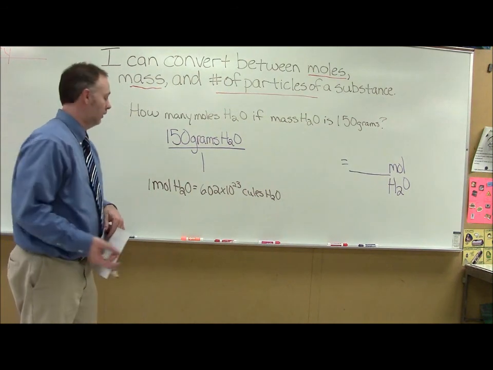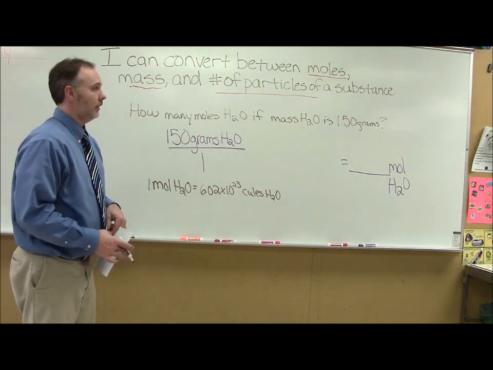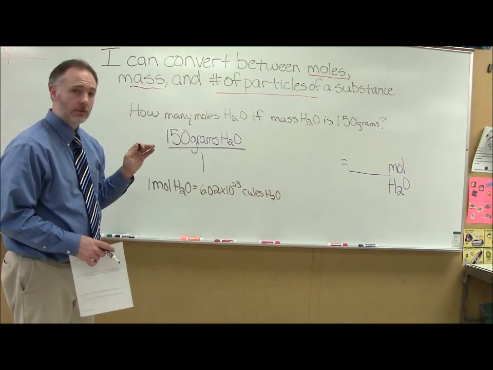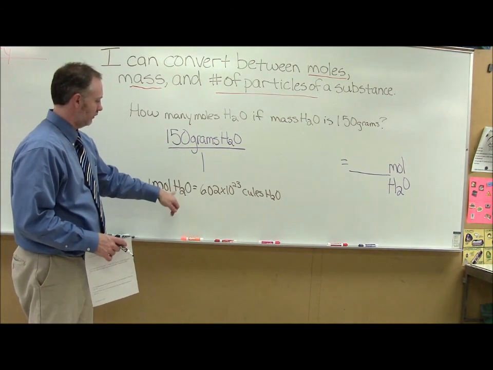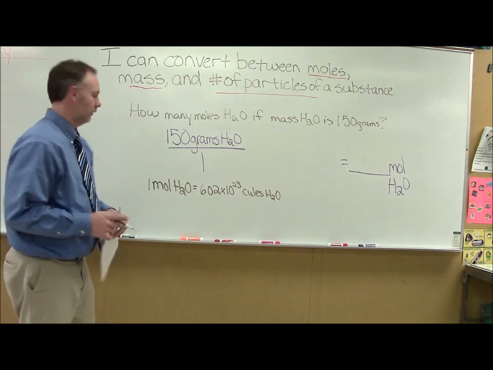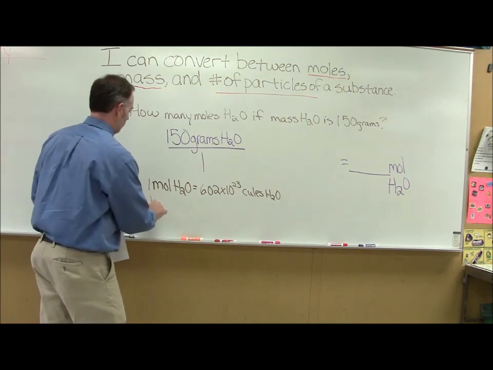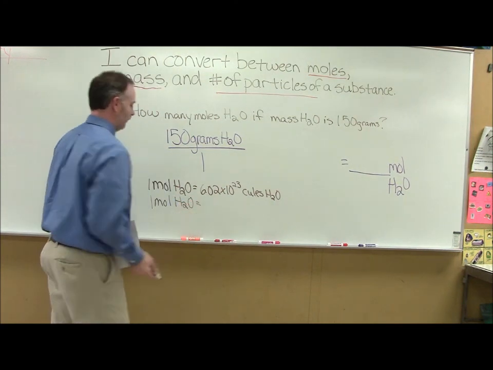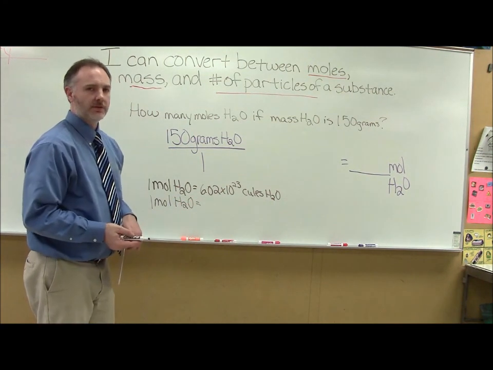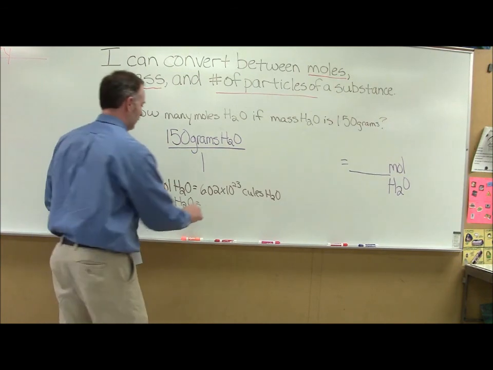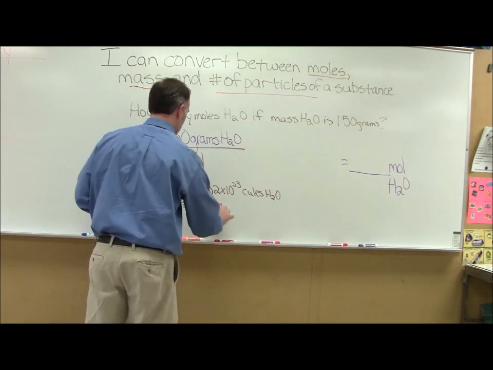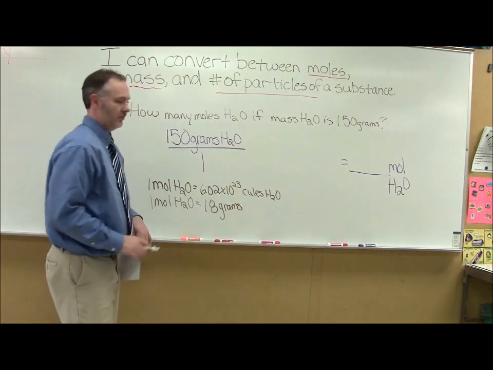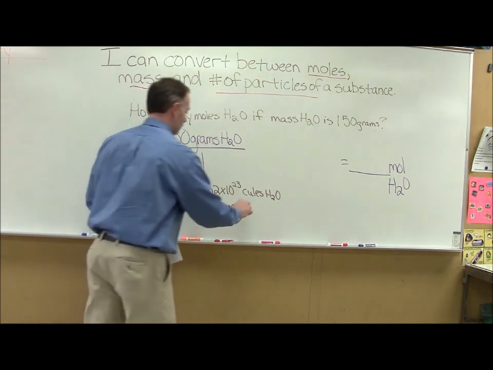We also know that 1 mole of water is whatever water's molar mass from the periodic table is. We're going to add up the hydrogen, 2 of them, and 1 oxygen, and that's the molar mass. 1 mole of H2O equals, if you remember from yesterday, 18 grams. And not 18 grams of anything, 18 grams of H2O.